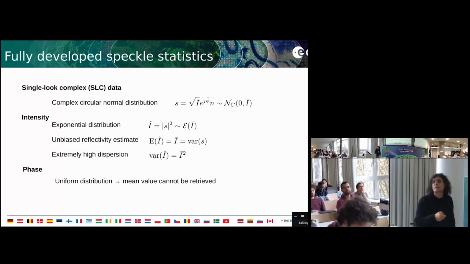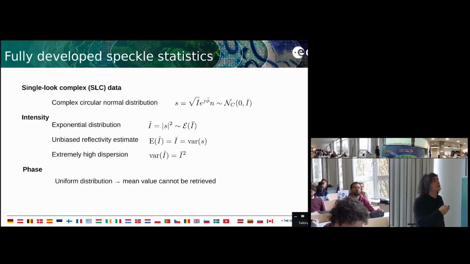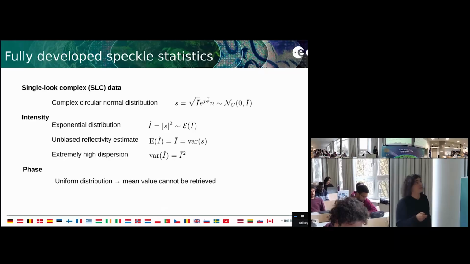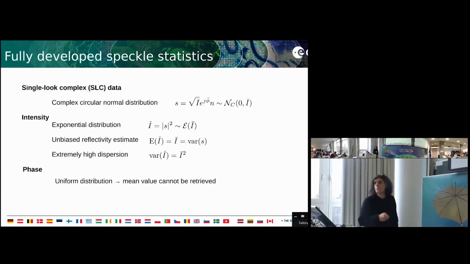When you look at a SAR image, you don't display the complex value, or the real part or imaginary part. Normally, you display the square modulus, which is called the intensity. It is an estimator of the intensity. Let's have a look at its properties. It is not biased, which means that if you average what you have measured many times, you will converge to the true value, which is nice.